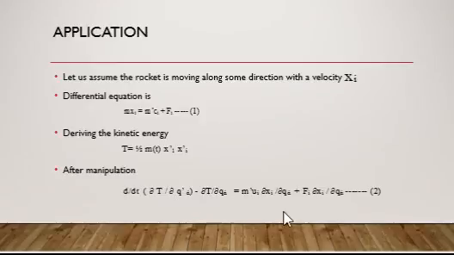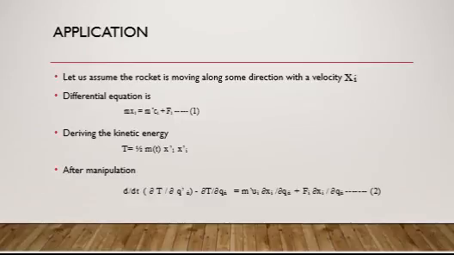d by dt of dou T by dou q dot alpha minus dou T by dou q alpha is equal to m dash ci dou xi by dou q alpha plus Fi dou xi by dou q alpha. Let theta be the angle that the straight line makes with the vertical. If xi are rectangular coordinates of the rocket, then x1 is equal to r sine theta cos omega t, x2 is equal to r sine theta sine omega t, x3 is equal to r cos theta. Here alpha and beta are values ranging from 1 to n, where n is the nth derivative of the equation.